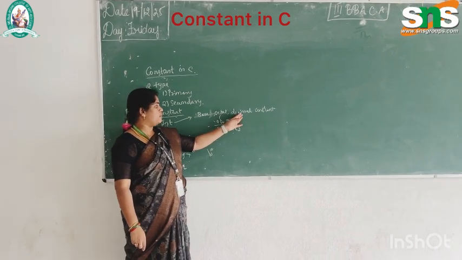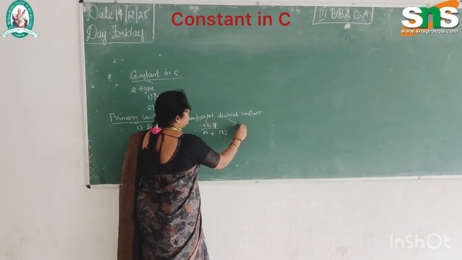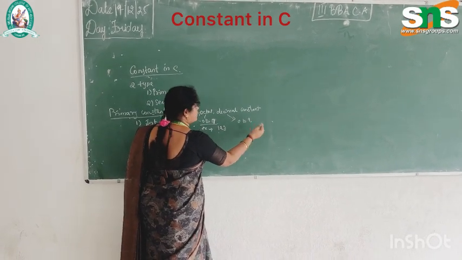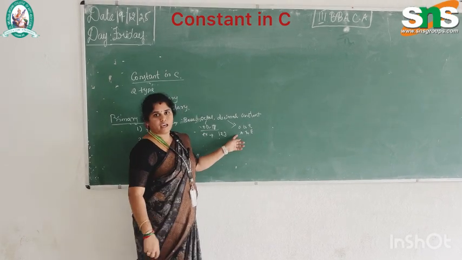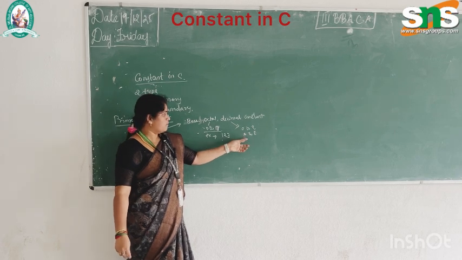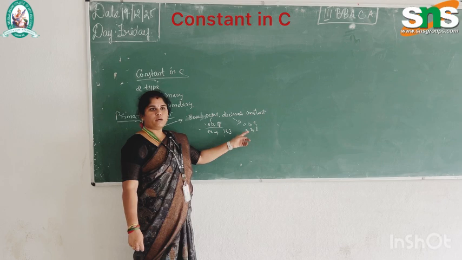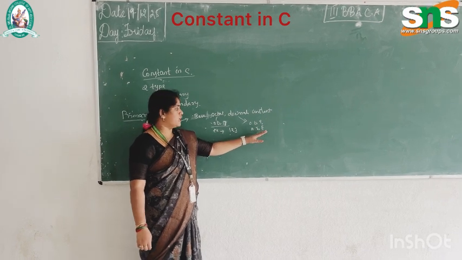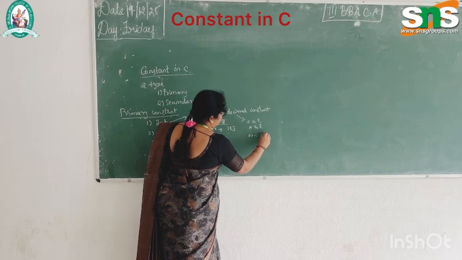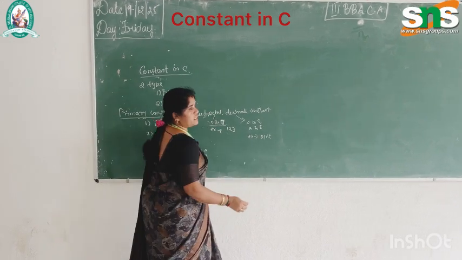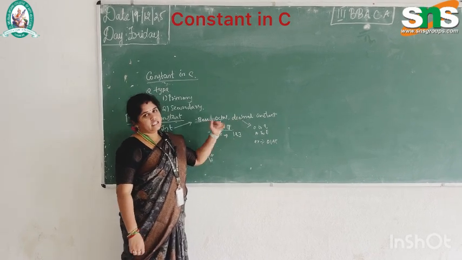The next one is hexadecimal. How are hexadecimal values stored? The values are represented from 0 to 9, and after that, 10 is represented as A, 11 as B, 12 as C, 13 as D, 14 as E, and 15 as F. Examples of values stored in this type are 0, 1, A, E.